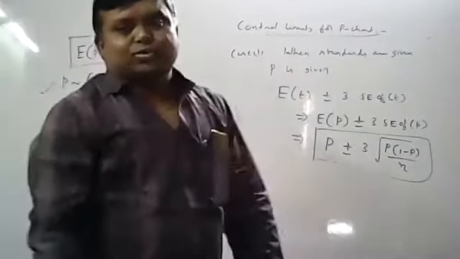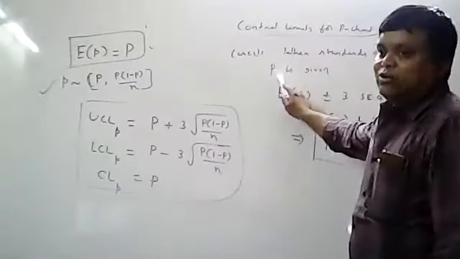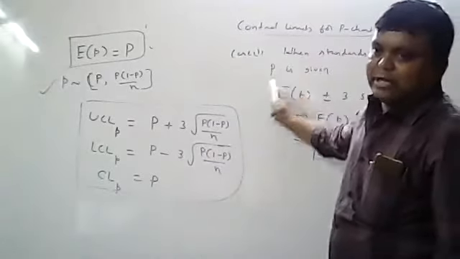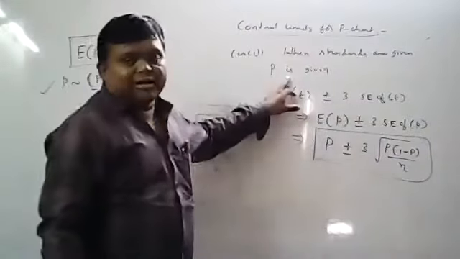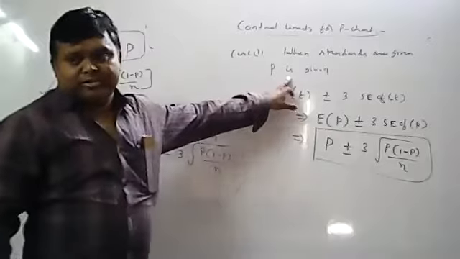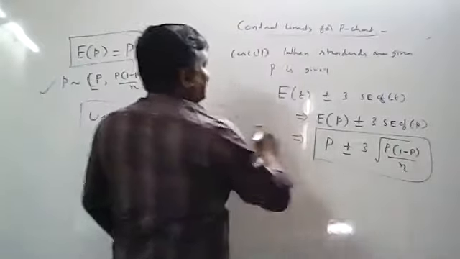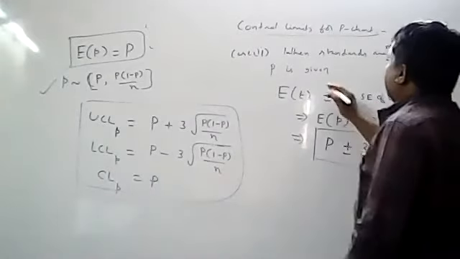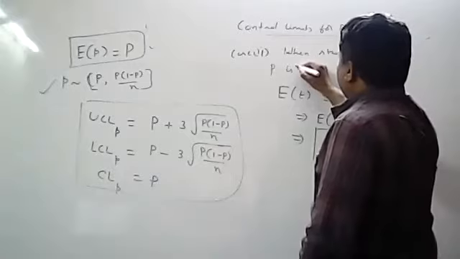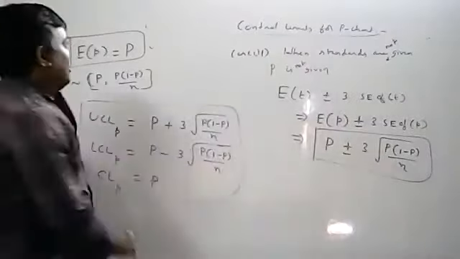Now case 2. What is case 2? When standards are not given. Standards are not given means which value won't be given to you? Capital P is not given. Capital P is the only parameter in the binomial distribution. So capital P is not given, then how to calculate control limits? So case 2 I will do now. Case 2, standards are not given. That is, P is not given.